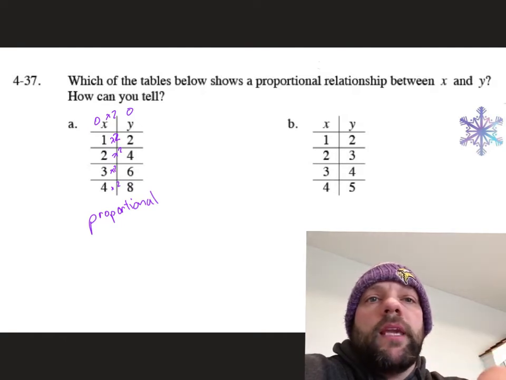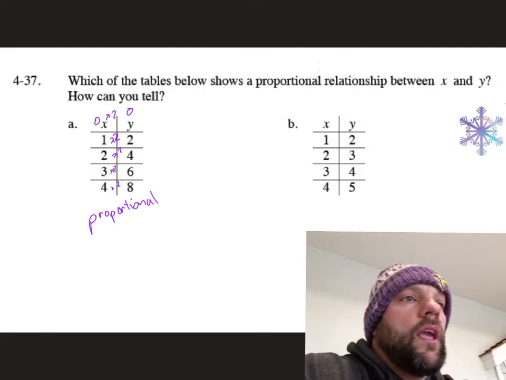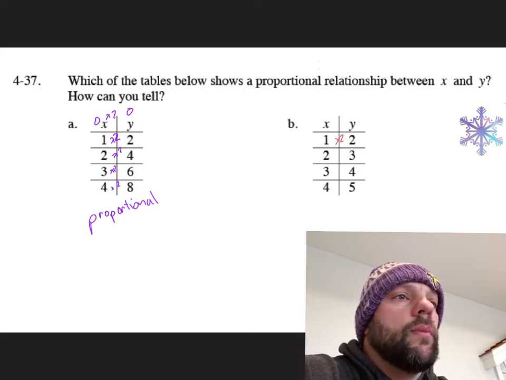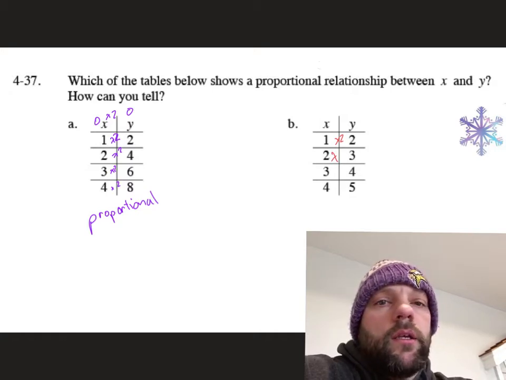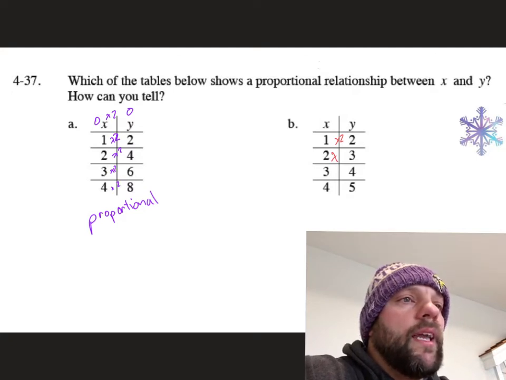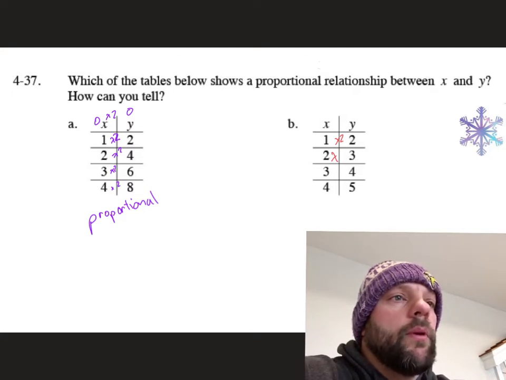Looking at B, and we have 1 to 2. So 1 times 2 takes me to 2, but 2 times 2 does not take me to 3. Instead, I can't really multiply 2 by anything. Well, I guess it would be 1.5. So 1.5 there.